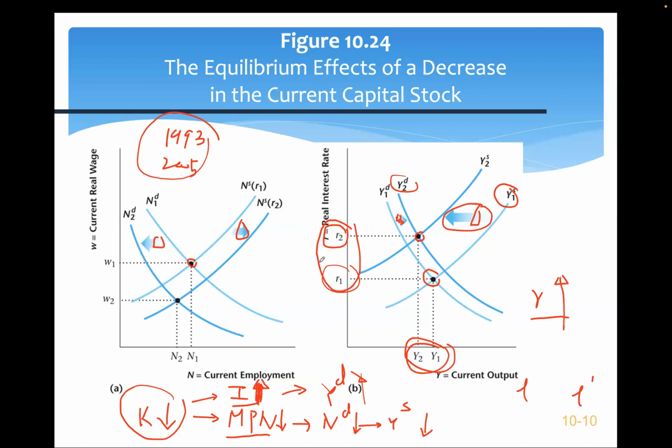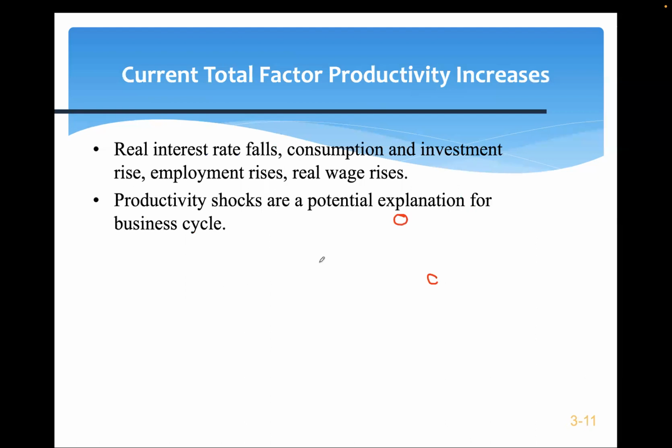Okay, so this is the impact of physical capital. To summarize, oh sorry, now we're going to the third case study. What would happen if there's a change in current total factor productivity? What can cause a change in current total factor productivity?